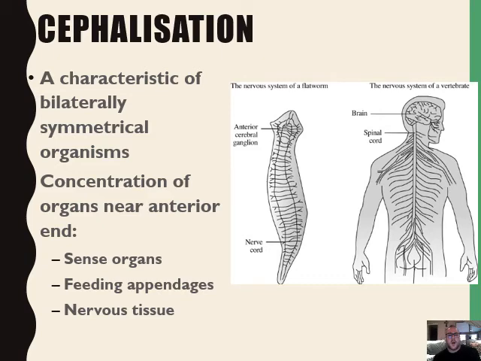Cephalisation: a characteristic of bilaterally symmetrical organisms. Only once you are bilateral can you have cephalisation, or the formation of a head. Remember, as a radial individual, you have multiple parts, so your head would technically be in the center, but there's no actual development of the head. And what is cephalisation? It's the concentration of organs near the anterior end of the organism.